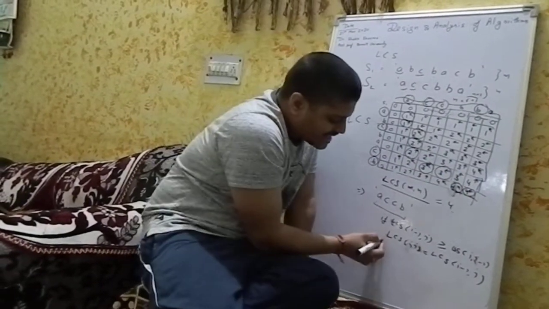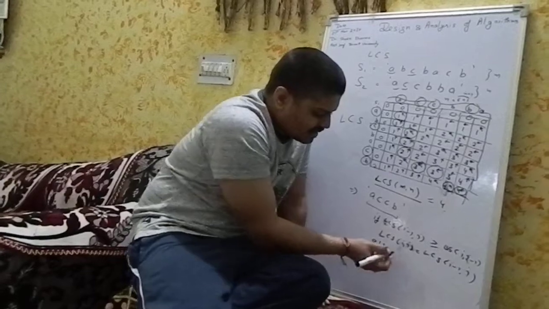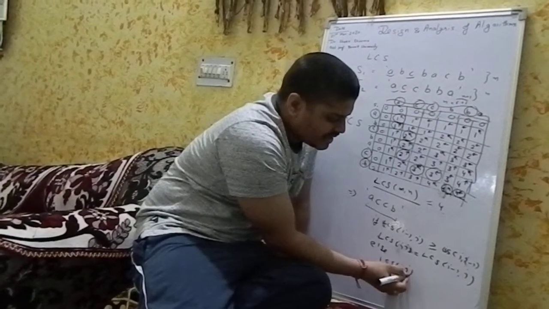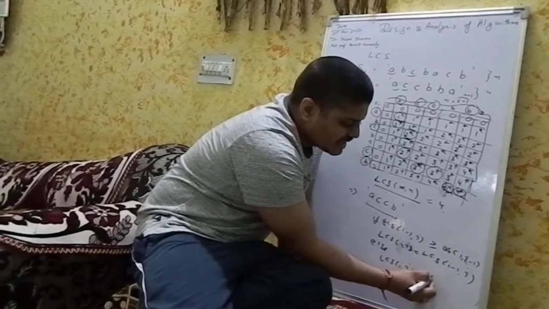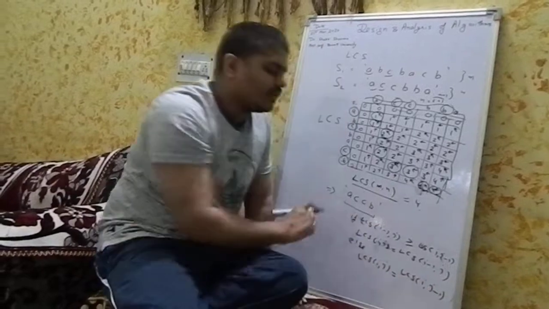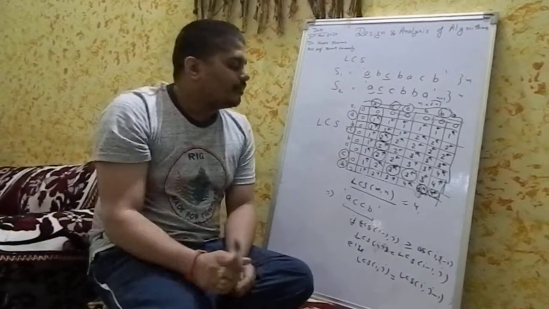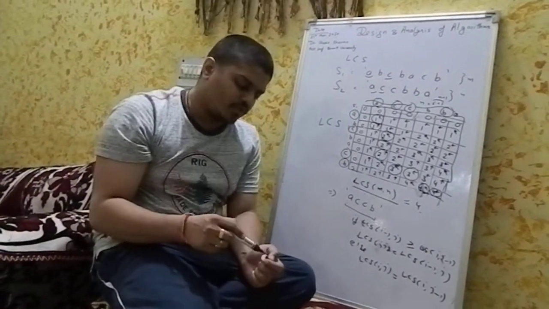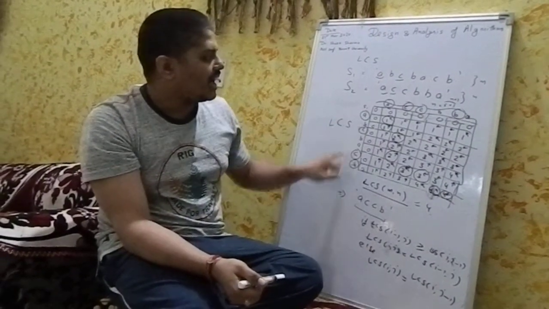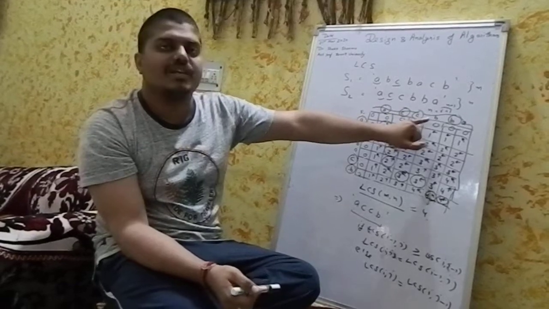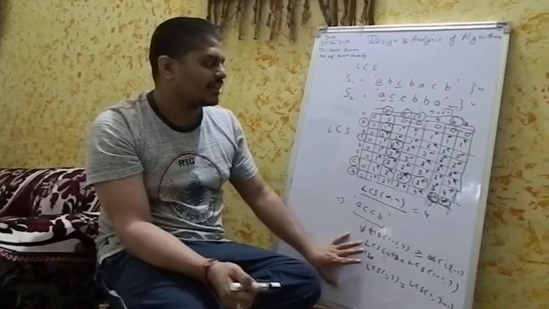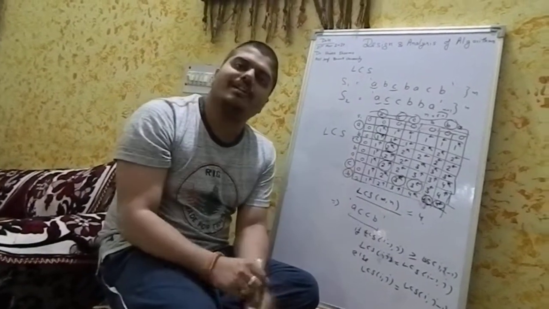And now there will be an else condition: else LCS(i, j) is equal to LCS(i, j minus 1). Now I have already provided the algorithm for this. This is the condition only when S1[i] is not equal to S2[j]. If that is the case, it will come from the diagonal, otherwise we will compare these two elements. The algorithms are already provided to you.